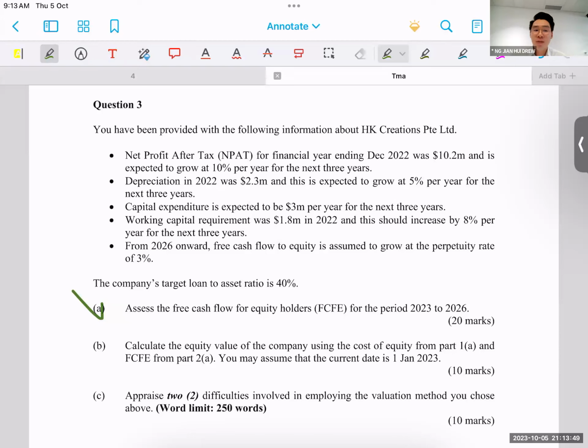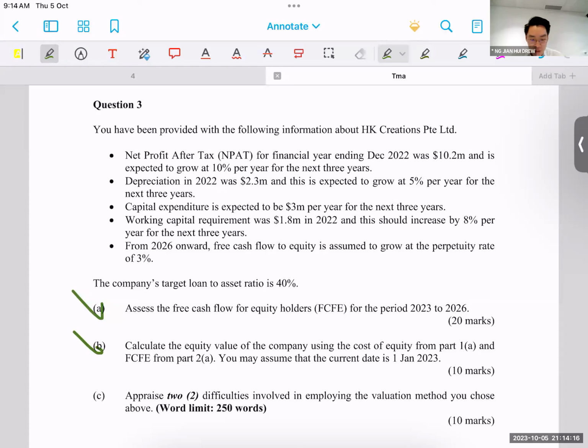If you use the wrong formula, unfortunately you are not able to get error carried forward, because it's not really a calculation mistake, right? However, if you calculated the FCFE wrongly in part A, you still can get some error carried forward marks for part B, right? So that's fine. But you can't get the full marks, of course, for part B.